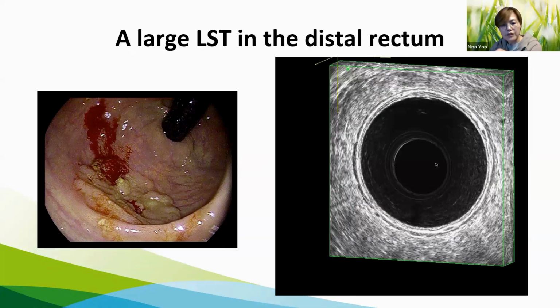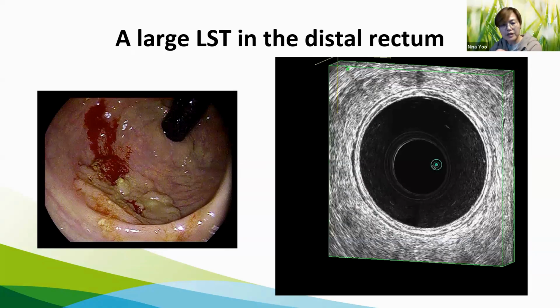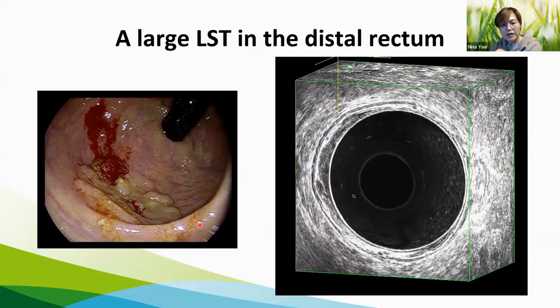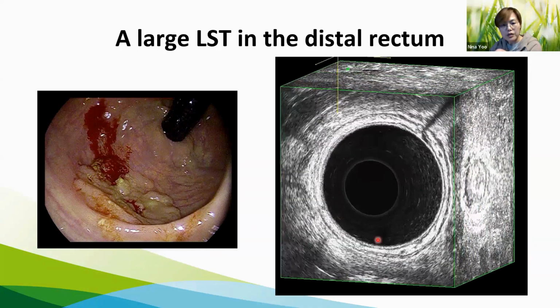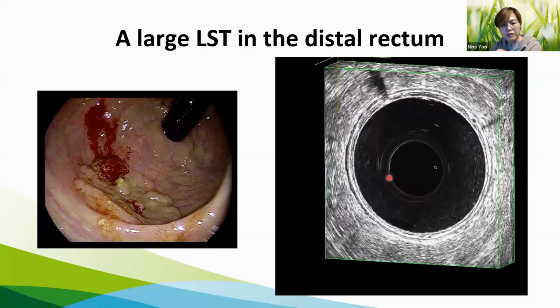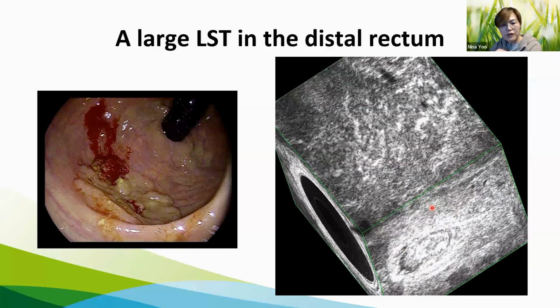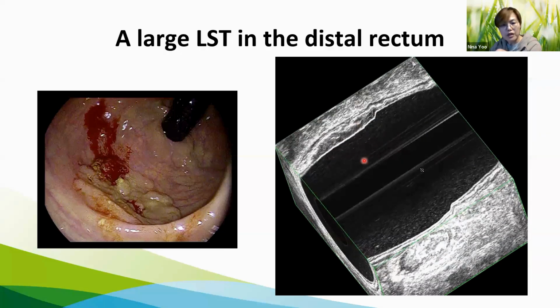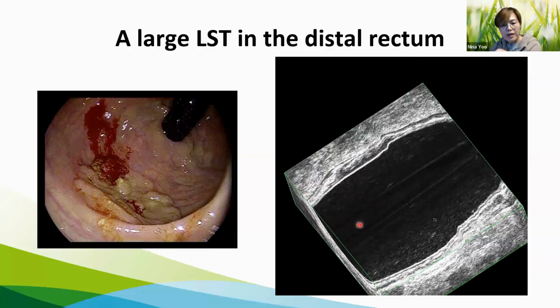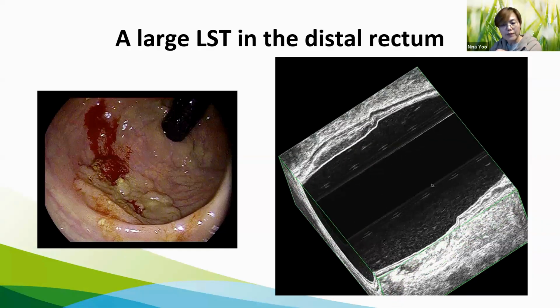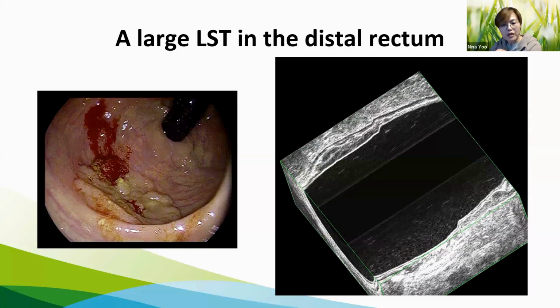This is an example of the lesion, seen on the endoscope, and then you scan through the rectum. Once you fill up the rectum with the water balloon, you can move around and see where it's located, right here. You can see that the tumor is limited to the mucosal layer, not penetrating the submucosa. You can actually see the entire rectal wall layers. It has even better resolution than MRI.